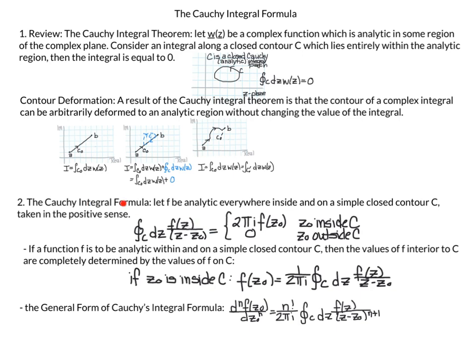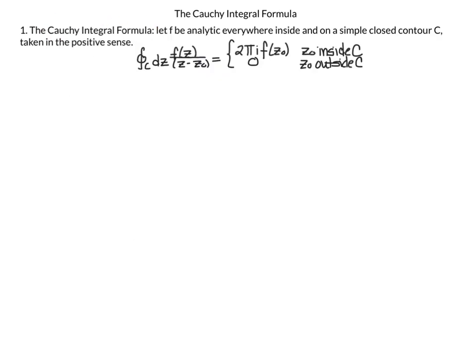Then the Cauchy integral formula gives you 0 if z naught is outside of c, and that's just coming from the Cauchy integral theorem over here. But if z naught is inside c, we have this formula now. And this is what we're going to derive next. So I have Cauchy's integral formula here for your reference.